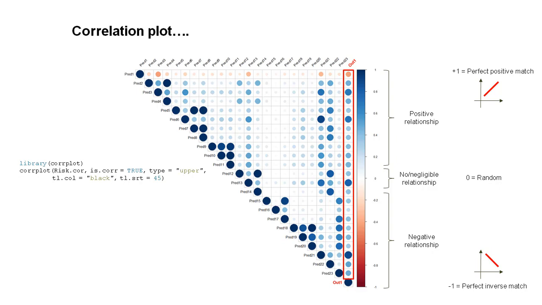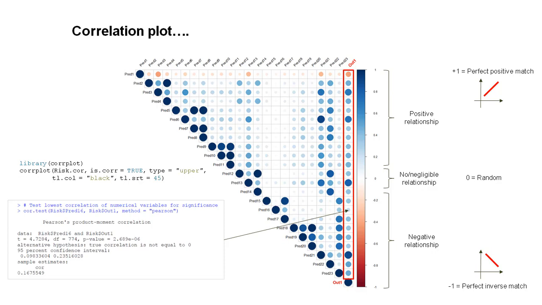Pred 16 has the lowest correlation with out1, so we run a significance test. The null hypothesis is that the correlation is 0. P is less than 0.05, so we can safely reject the null hypothesis and say the relationship is small, but not 0 within the 95% confidence interval. Consequently, we can carry all the predictors forward to the next stage, as they have higher correlations than Pred 16.